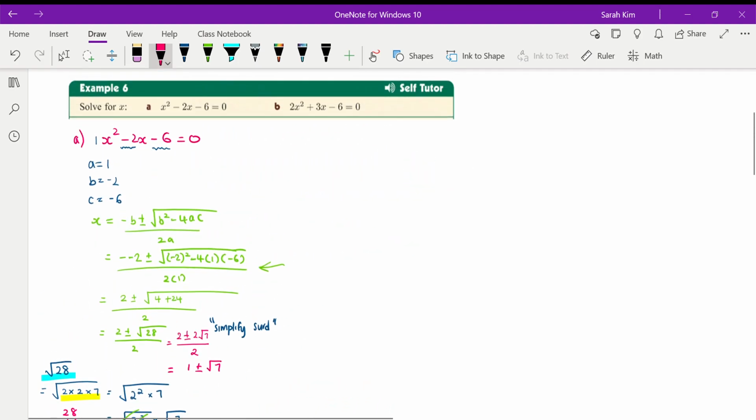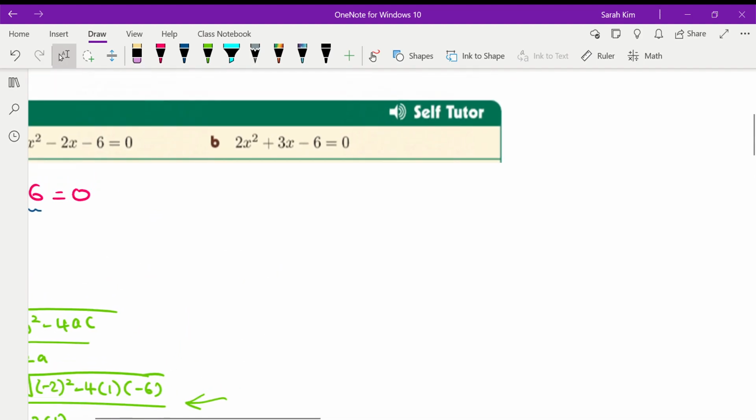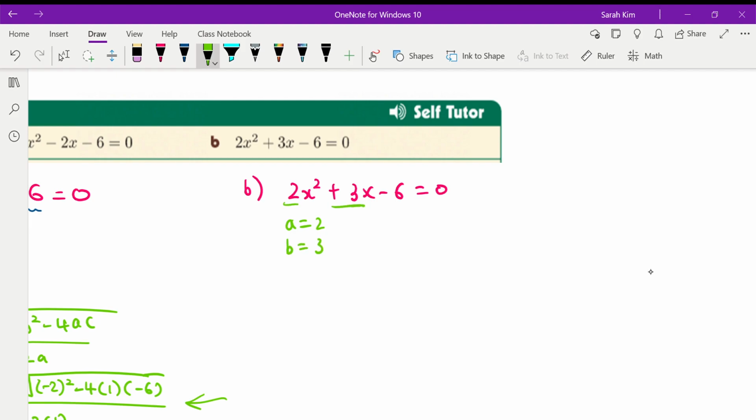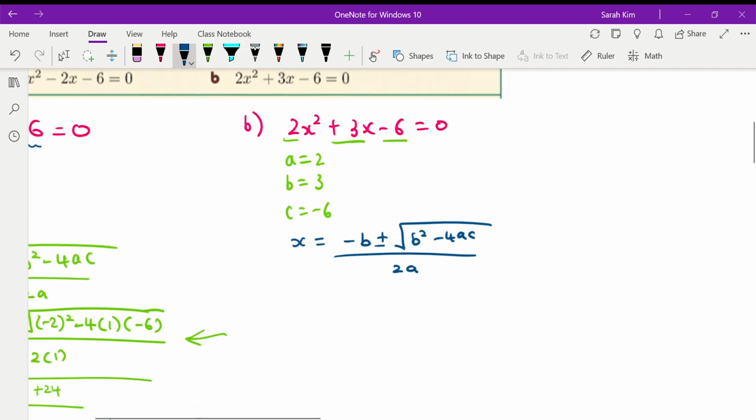Let's have a go at B. Same thing again: noticing my a, b, and c is the first step. So write it down. a is 2, b is 3, and then c is minus 6. Again, I'm going to write my quadratic formula. So x equals minus b plus or minus. If you write it enough times, you will remember it. You won't even need to look at your note sheet and waste time.